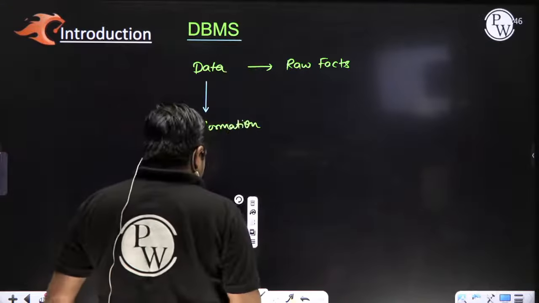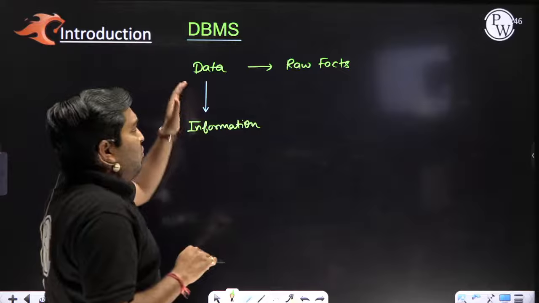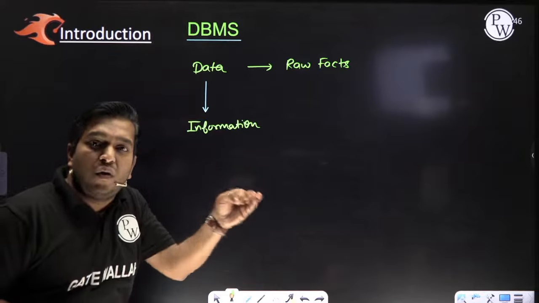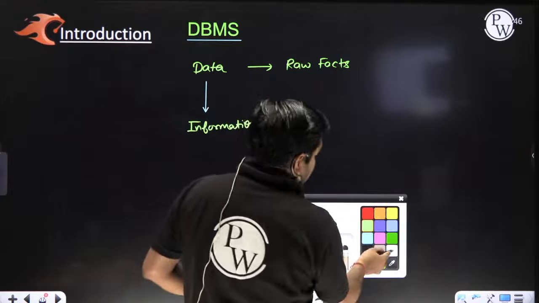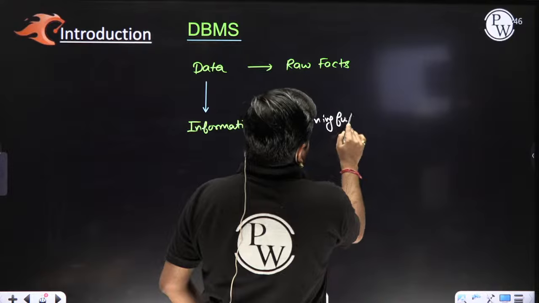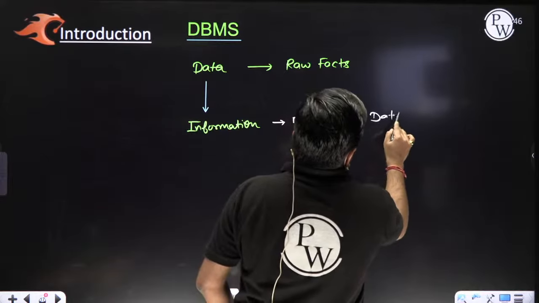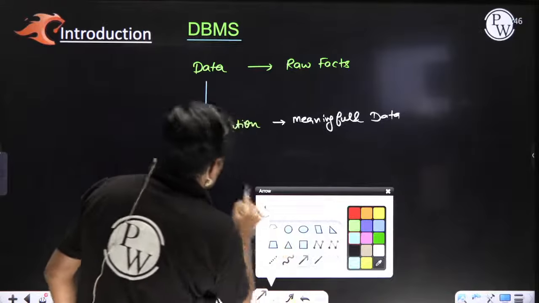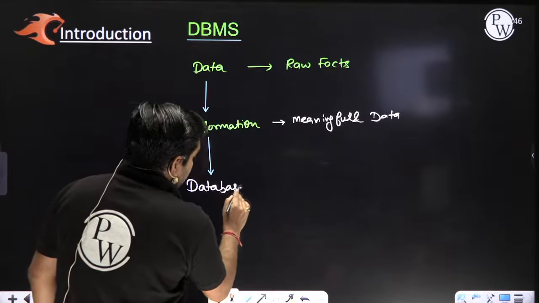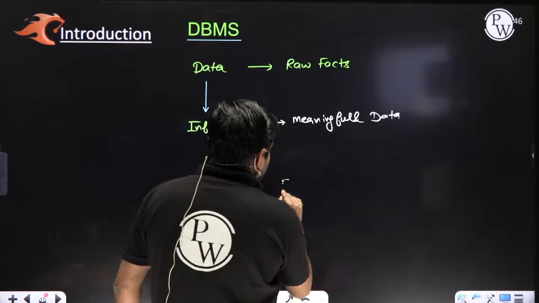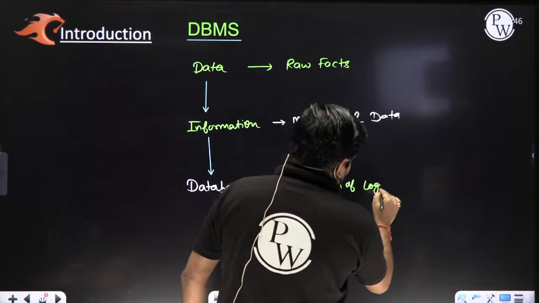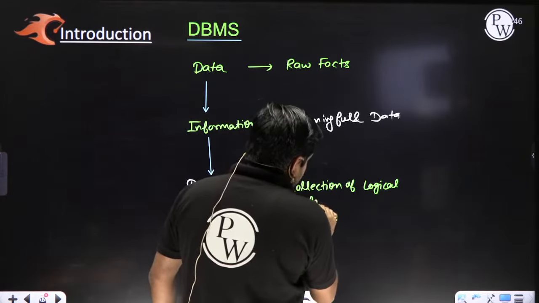Now listen, everyone. What we are discussing is DBMS, Database Management System. A system in which the database is represented in the form of, that I will discuss later. First of all, data means raw facts. When we process data, it becomes information. Information is nothing but meaningful data. What is the meaning of database? A database is a collection of logically related data.